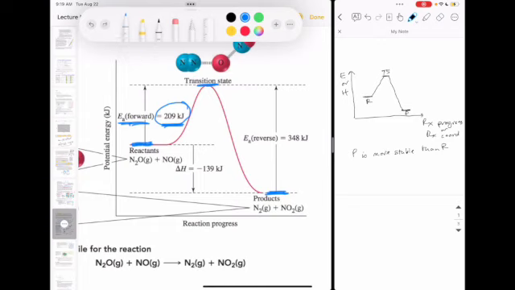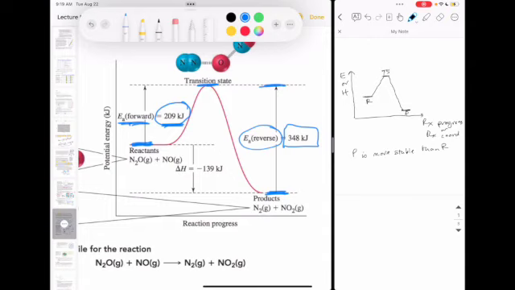So we can now calculate something called the reverse activation energy, which is just the difference between the energy of the product and the transition state. And as you can see, this number is bigger, 348 kilojoules. So clearly in this case, it's easier for the reactants to get to the transition state because there's less of a barrier to get there, less of an energetic barrier.